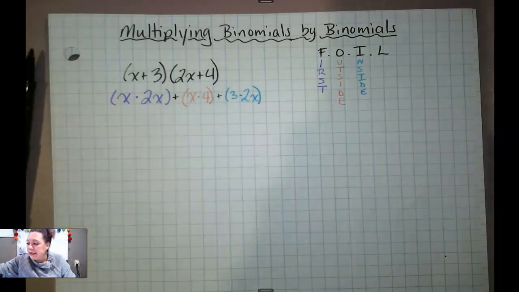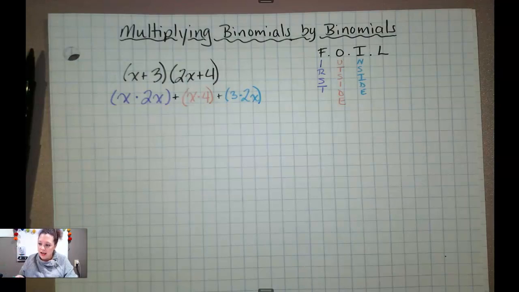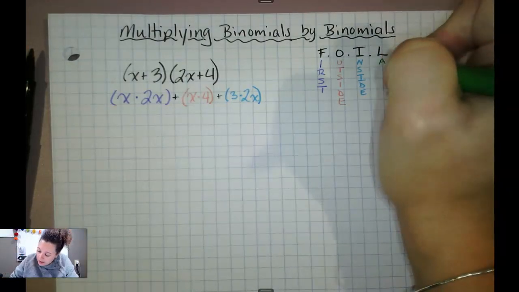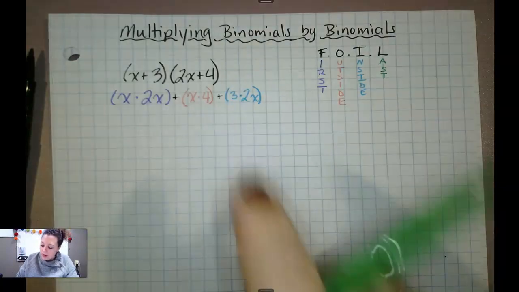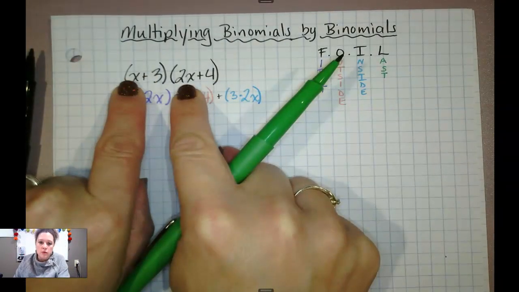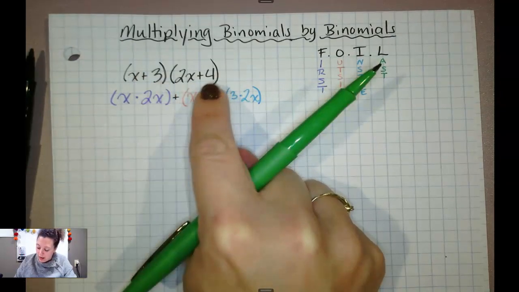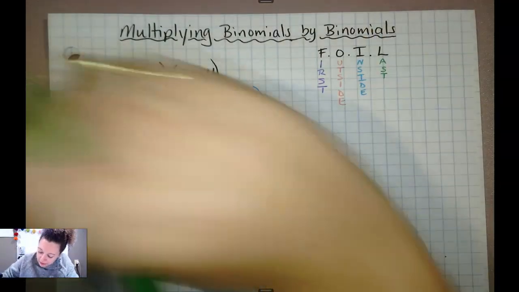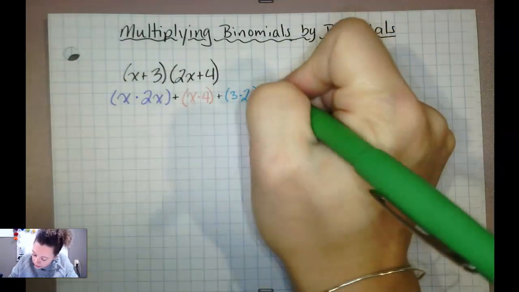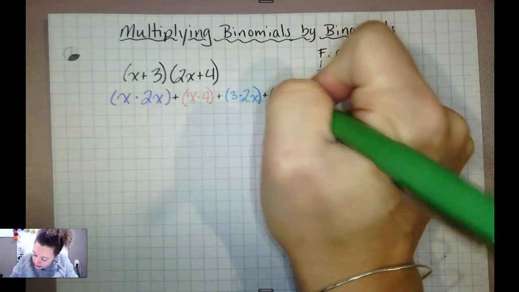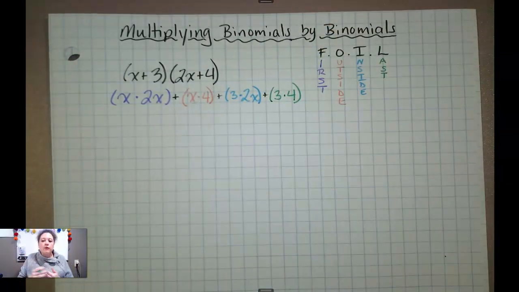And then finally, if you can see a pattern here, we've done first, we've done outside, we've done inside. This one is going to be the last terms. So now we're going to look at the last terms. If x and 2x were the first terms, 3 and 4 would be the last terms, the last term within each polynomial. So I'm going to have plus the product of 3 and 4. We've created four multiplication problems that we need to get a product for. Then, if we can, we're going to combine like terms and simplify as far as we can go.